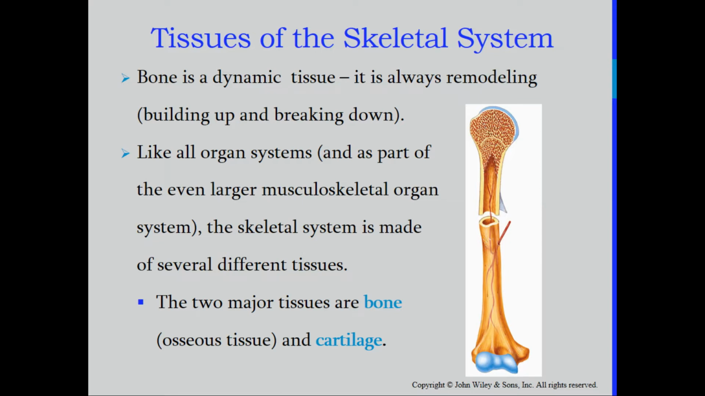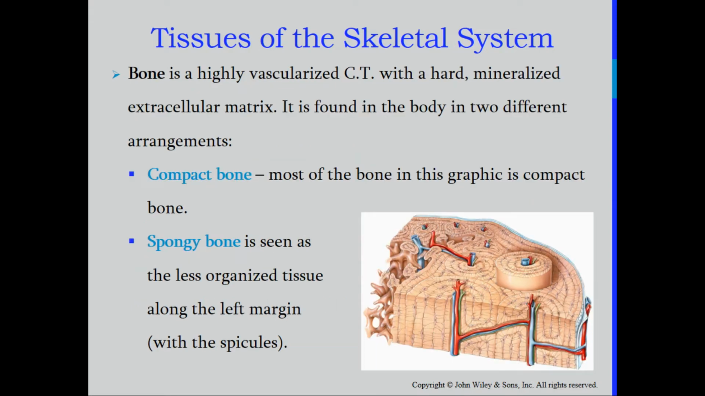Like all organ systems, as part of an even larger musculoskeletal organ system, the skeletal system is made of several different tissues. The 2 major tissues that we find in the skeletal system are bone and cartilage. And since we have been through the tissues unit, we should know the difference between the two. Bone is highly vascularized connective tissue, means it has a very extensive blood supply, as we can see in the picture below. It has a hard mineralized extracellular matrix and is found in the body in 2 different arrangements. There is compact bone and there is spongy bone.